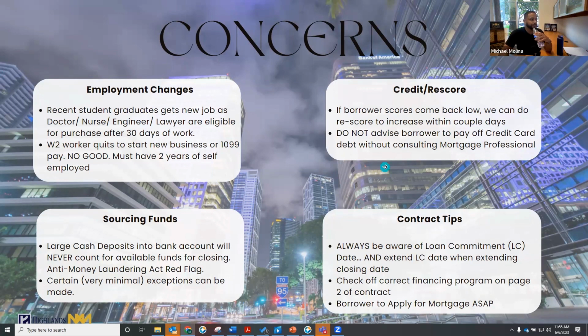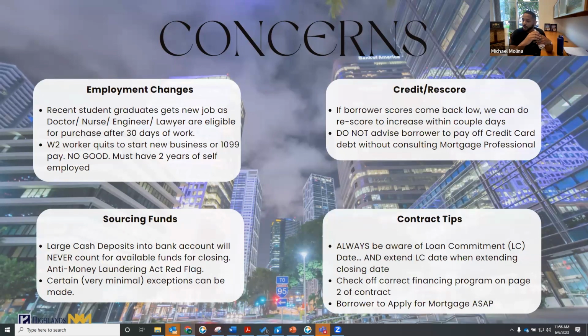Sourcing funds: large cash deposits into a bank account will never count for available funds for closing. Okay, Anti-Money Laundering Act, and that's a huge red flag. So the underwriter will just minus out any sort of cash deposits they see. So if you have $25,000 in your account and $5,000 of that was cash deposit, that means that technically speaking, you only have $20,000. Okay. There are certain very minimal exceptions that can be made.